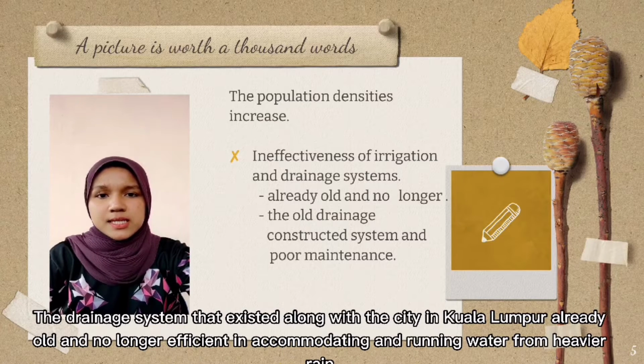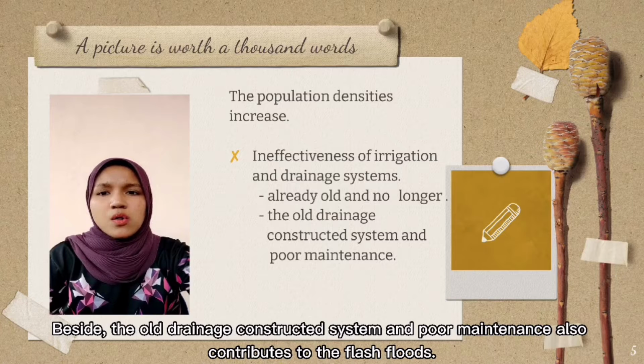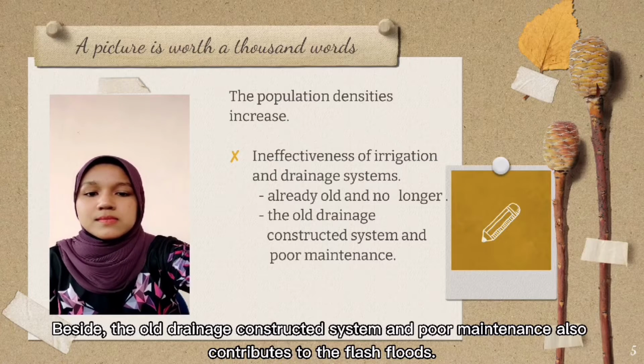The drainage system that exists along the city in Kuala Lumpur is already old and no longer efficient in accommodating and running water from heavier rain. Therefore, most of the existing drainage is seen to be insufficient as the water overflows to the road. Besides, the old drainage construction system and poor maintenance also contribute to flash flood.